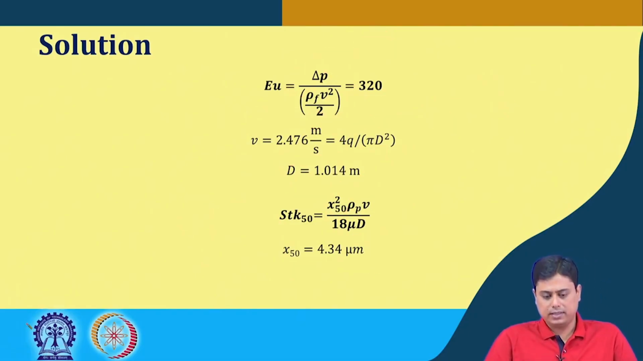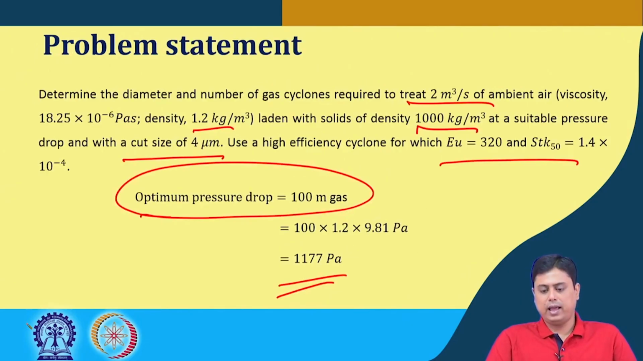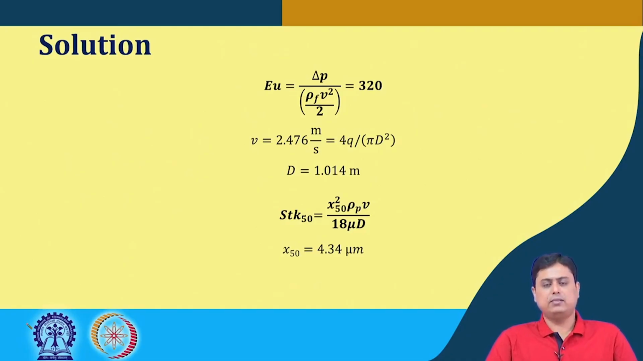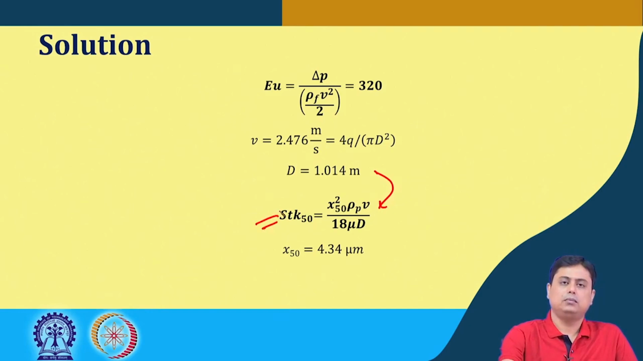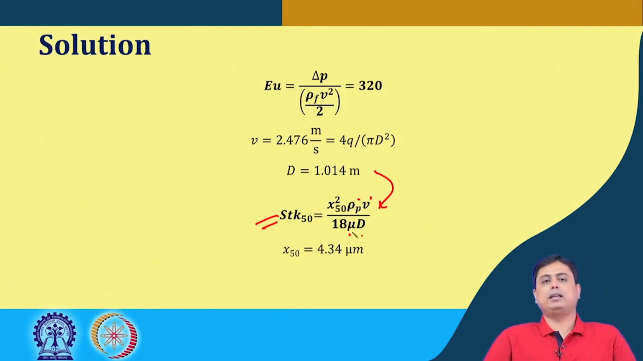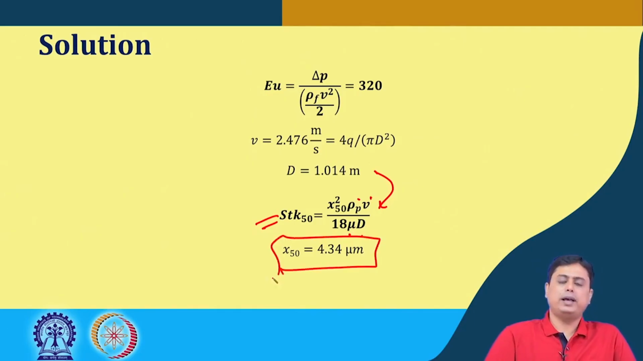So, once again, step by step: we know the Euler number, we know rho f, so we have calculated the characteristic velocity of this cyclone separator. With the given flow rate of 2 meter cube per second and the characteristic velocity that we have calculated, we can find the diameter of the cyclone separator. With this diameter and the given Stokes number, where all the other physical parameters are given, we can find what the cut size could be, and whether that is sufficient for our operation or not, which shows that the cut size is more than what is desired.